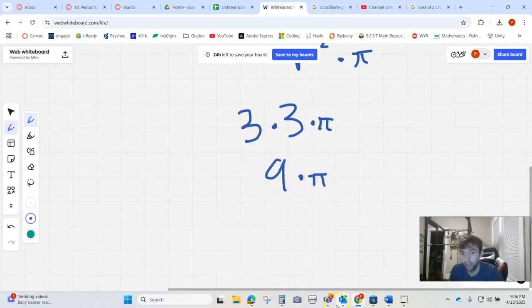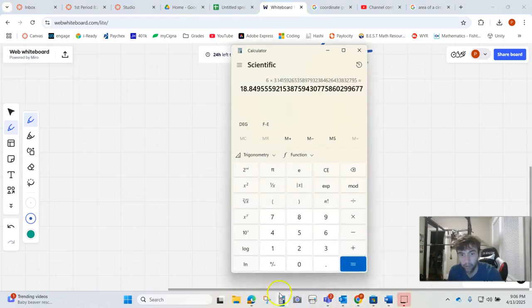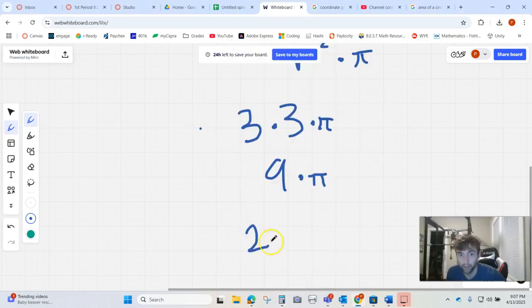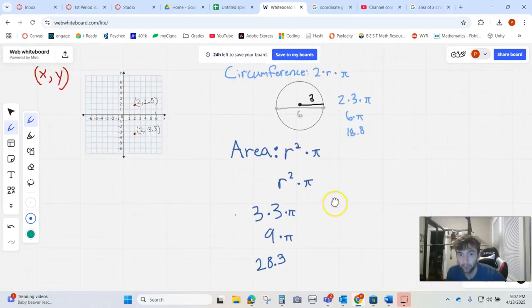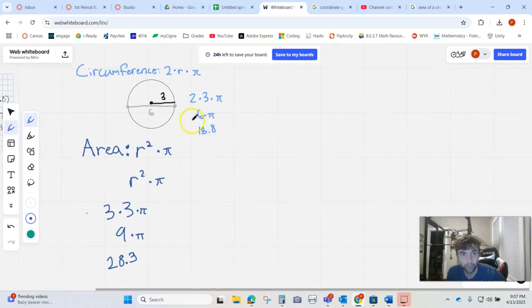And 9 times pi, rounded to the nearest tenth. 9 times pi button is 28 point something. When we round to the nearest tenth, we look at the hundredths place. The 7 is in the hundredths place. The 7 will tell the 2 to round up to a 3, making the 7 and every number after it disappear. So our answer is 28.3. Yep, look at that. It is bigger. The circumference of the circle is 18.8. The area of the circle is 28.3. The area will always be bigger than the circumference.